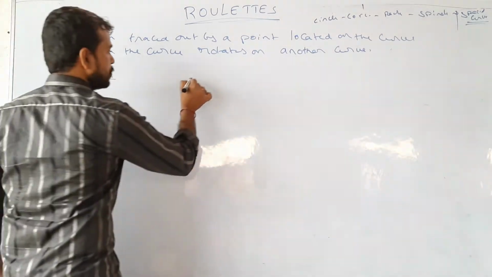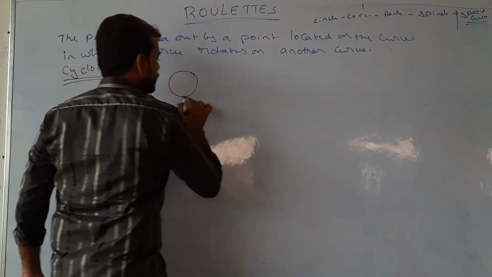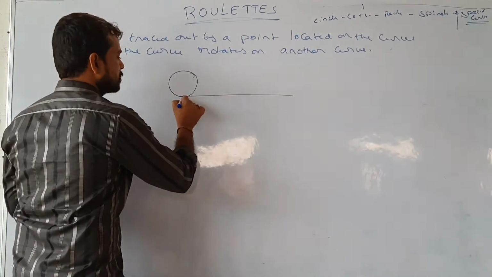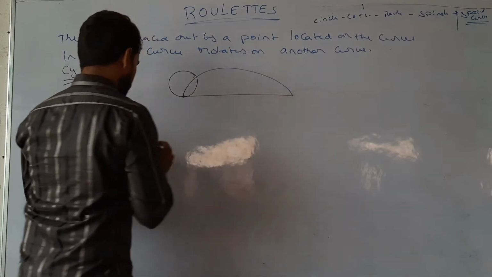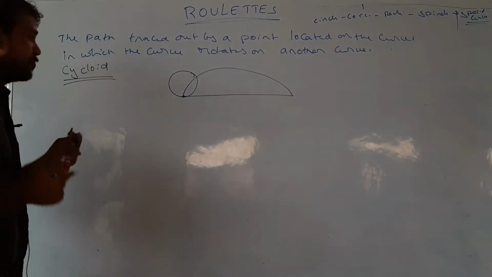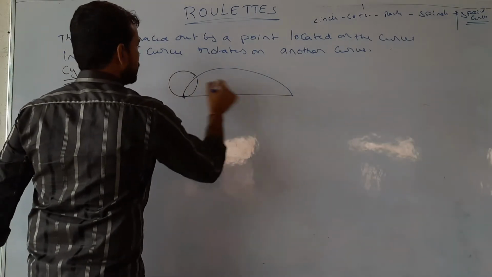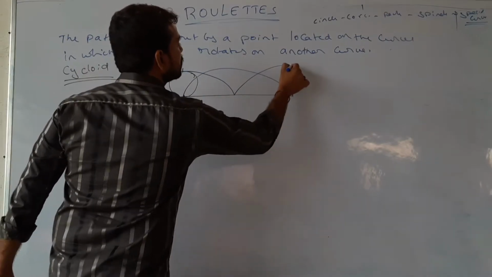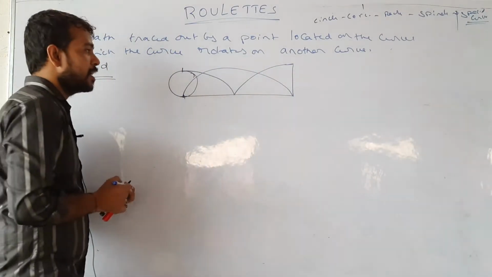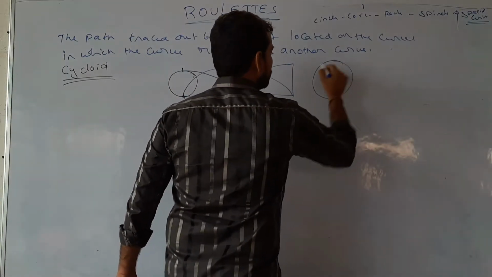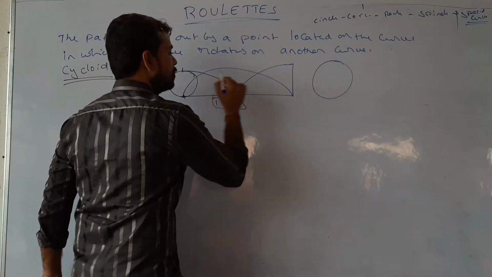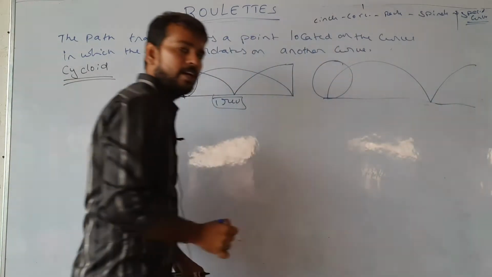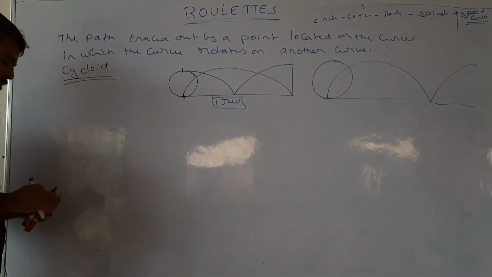Let us say a circle is there. If it rotates on a straight line like this, then the path traced out by a point located on its circumference will be a cycloid. There might be so many ways. If you put your point here, it will follow like this. If you mention a point here, then it will follow like this. Sometimes they will ask you for 1.5 revolutions. This is for 1 revolution, and for 1.5 revolutions it will be like this. I will let you know after some time. First let me brief you about all the things.